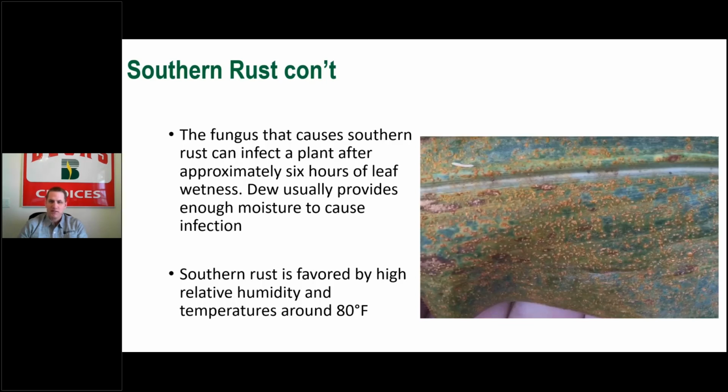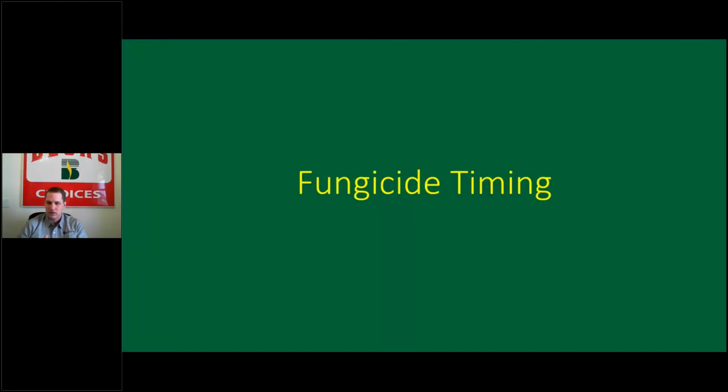We'll speak more on the aggressiveness. It only needs about 6 hours of leaf wetness. And if you think about some of those late June, early July mornings, and we get those heavy dews, that's enough moisture to cause infection. And again, it favors relatively high humidity and temperatures that are warmer. So if we tend to stay warmer throughout the nighttime period, this is still a disease that can infect. You think of that disease triangle and the environmental conditions. We have the host in corn, we have the disease. With the southern rust, we just need that environment to produce this disease.